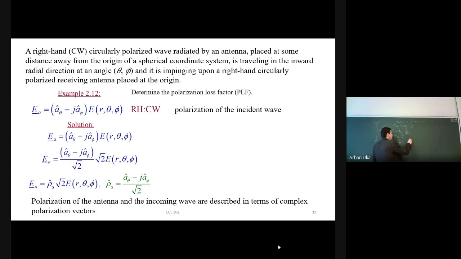Let me try for a moment. Because we remember that in the spherical coordinate system, this is AR, and the A theta is going to be perpendicular to this direction. So this is the A theta, and A phi is going to be perpendicular to these two.